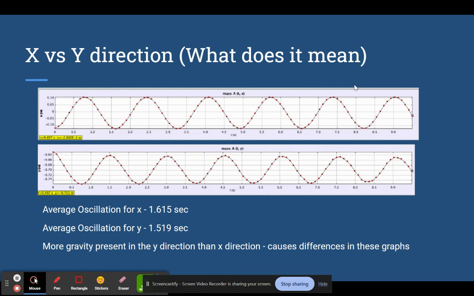The gravity present in the x direction versus the y direction caused a difference due to the fact that it was an additional force, making for faster oscillations since there is more force acting on the spring.